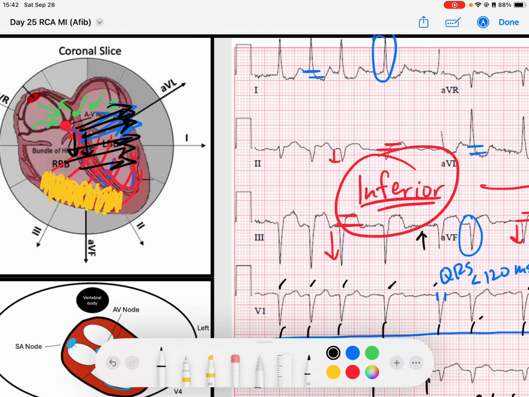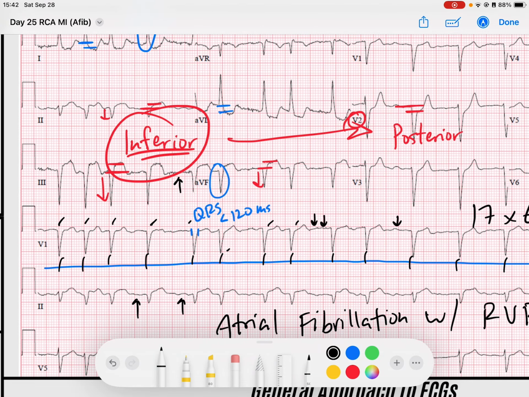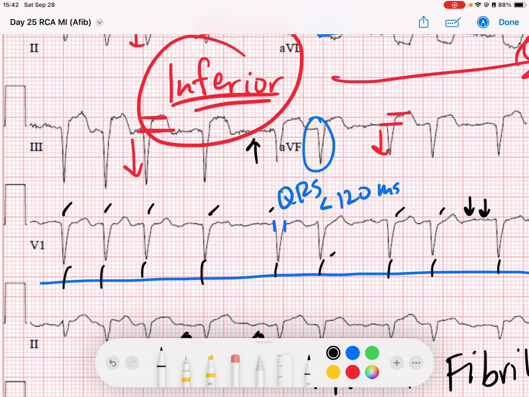And how can I know? Is there a sign that can tell me that this inferior region of myocardium may not be conducting tissue so well? Absolutely. Here we have something called pathological Q waves. And notice that my QRS complex here in lead 3 is just a negative deep Q wave.